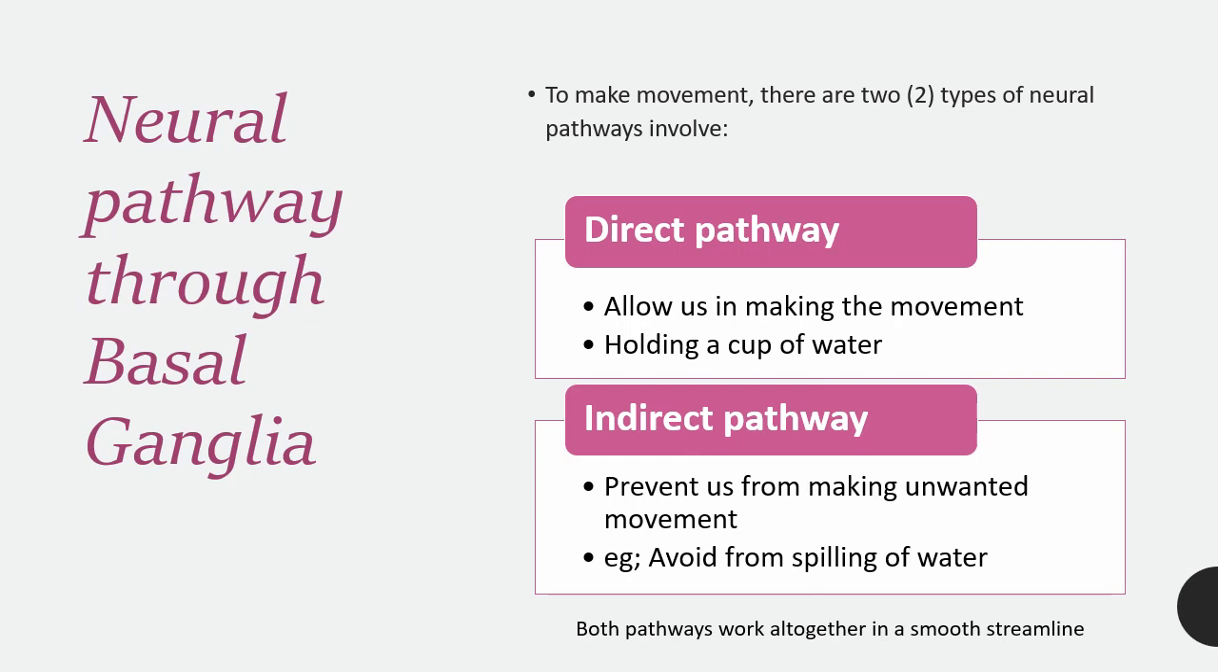Neural pathway through basal ganglia. To make movement, there are two types of neural pathways involved, which are the direct pathway and the indirect pathway. The direct pathway allows us to make the movement of holding a cup of water, while the indirect pathway prevents us from making unwanted movement, for example, avoiding spilling of water. Both pathways work together in a smooth streamline.